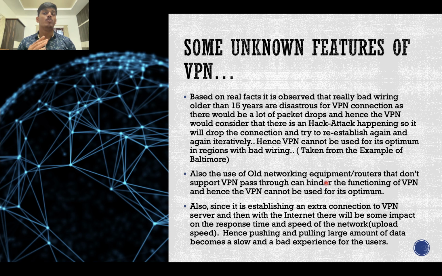Let's unveil some unknown features of VPN. Based on real facts, it is observed that really bad wiring older than 15 years is disastrous for a VPN connection, as there will be a lot of packet drops and hence the VPN would consider that a hack attack is happening, so it will drop the connection and re-establish it again and again, as explained before. Hence a VPN cannot be used optimally in places which have bad wiring. Also, the use of old networking equipment or routers that don't support VPN passthrough can hinder the functioning of a VPN.